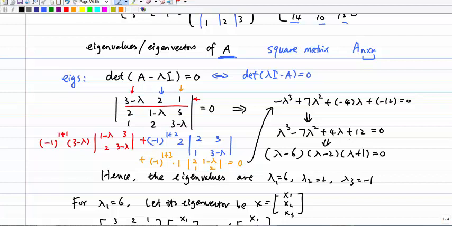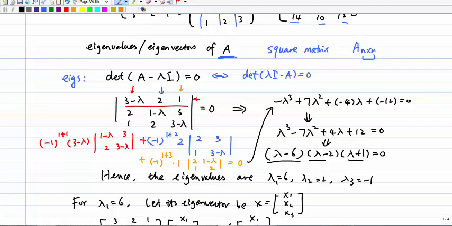Okay, for this case, I have 3 eigenvalues. Lambda 1 is 6, lambda 2 is 2, lambda 3 is -1, because either of these 3 terms must be equal to 0. Either lambda minus 6 is 0, or lambda minus 2 is 0, or lambda plus 1 is 0. Then make sure that this is 0, right? So I have lambda 1 is 6, lambda 2 is 2, lambda 3 is -1.